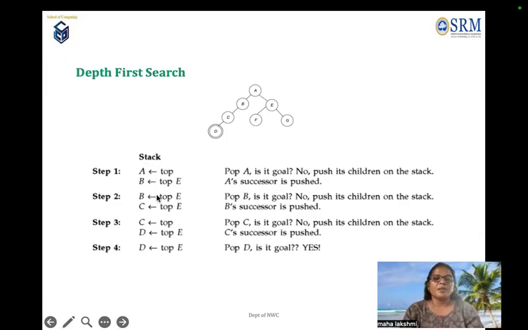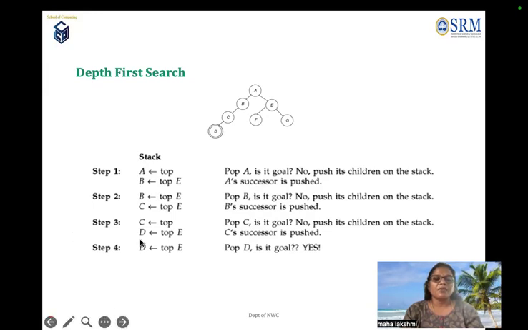Then pop B. Whatever the stack is pointing to should be popped, and each time we have to verify whether the node we have traversed is a goal or not. Now B is not a goal. So push its children on the stack. What is B's successor? It is C. So C will be the top of your stack.